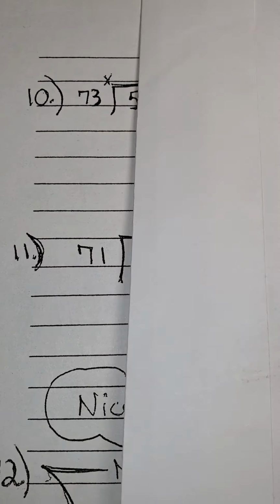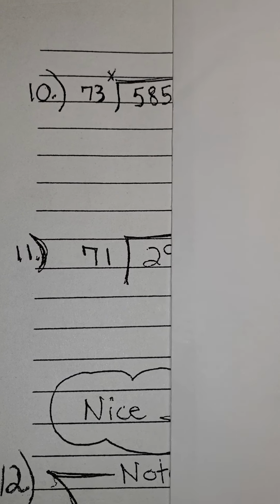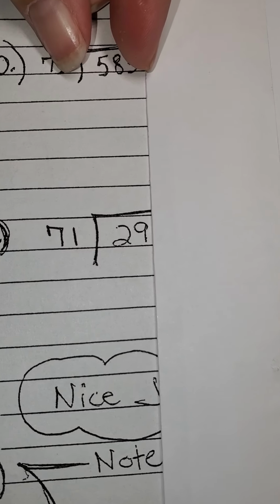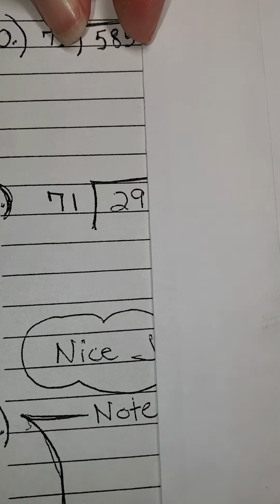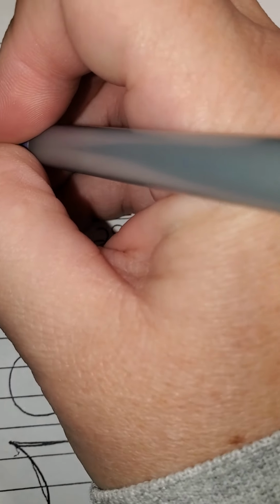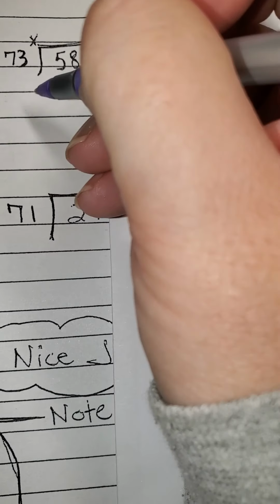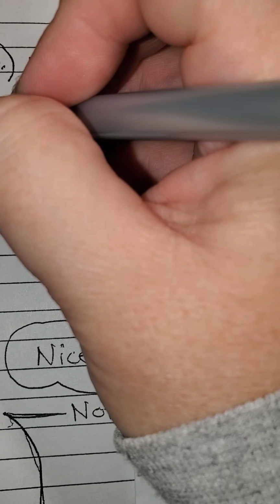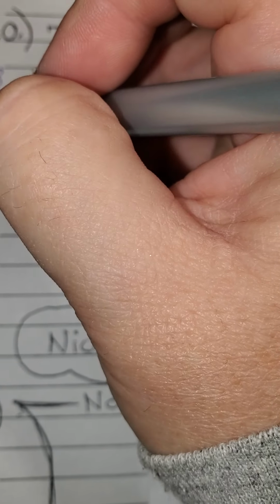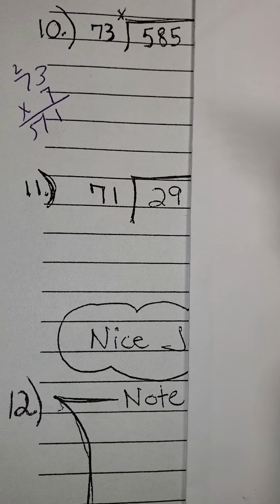585 divided by 73. 5's not big enough, 58's not big enough, and 585, don't know where to start. Booger pickers, about how many 7's in 58? That would be 8 times 7 is 56. So let's try about 6, 7, 8. Try somewhere around there. 49, 50, 51, 511.